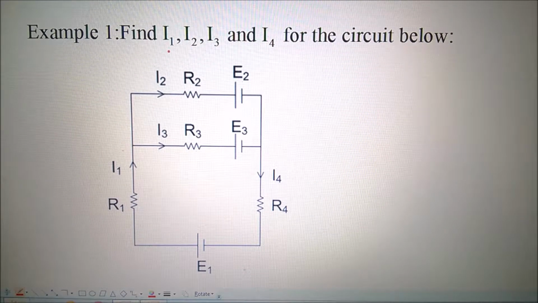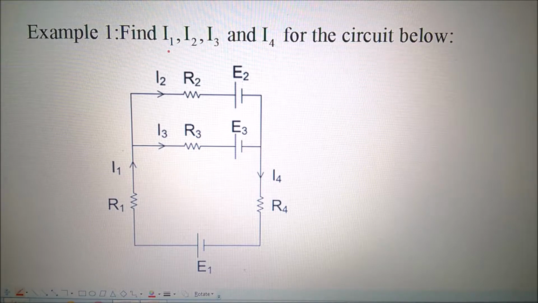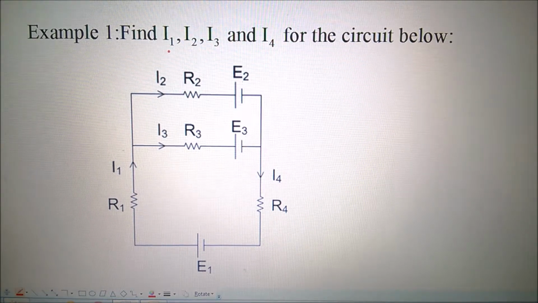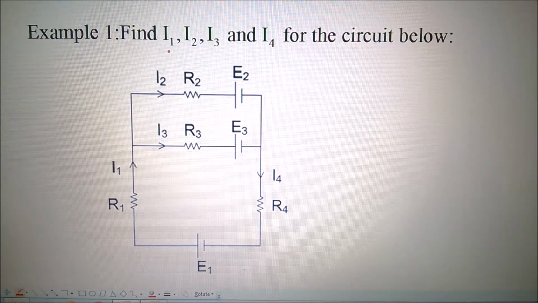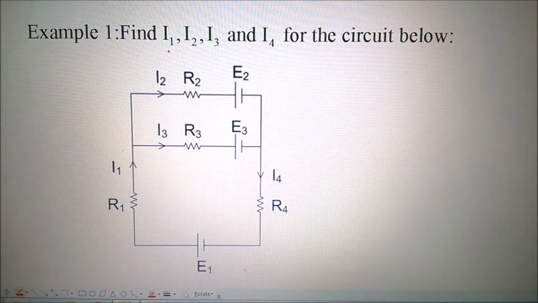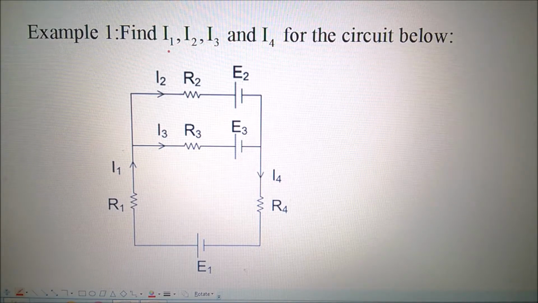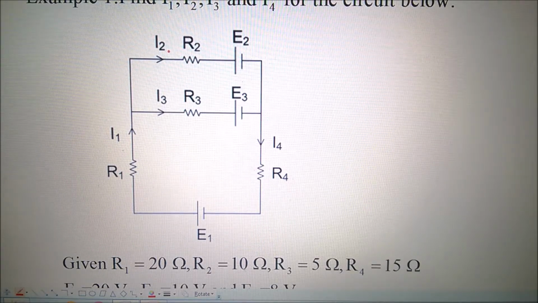Let us take a problem which can be solved using Kirchhoff's law. Here you can look at the circuit. In that circuit, we have to find I1, I2, I3 and I4. The values of R1, R2, R3 and R4 are given, and the EMFs E1, E2, E3 are also given, which you can see below.